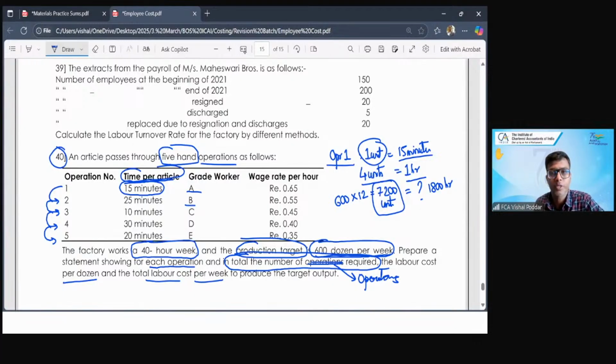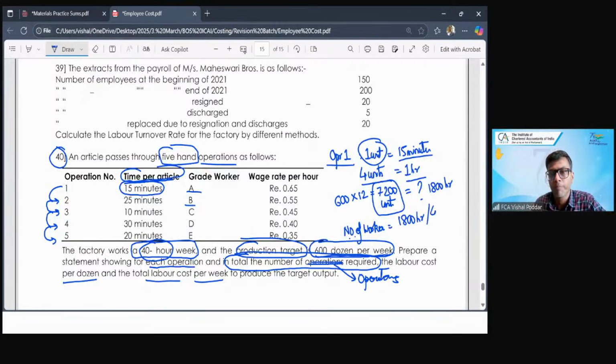Correct? Now see the fun. I need to find out the number of workers. Now, how will I find out the number of workers? I require total 1,800 hours of work. Please pay attention. When I'm working 1,800 hours, I will be producing 7,200. Simple. Now, important is, my factory operates in a week for 40 hours. So in a 40-hour week, I need to make 1,800 hours of work so that I can produce 7,200 units.